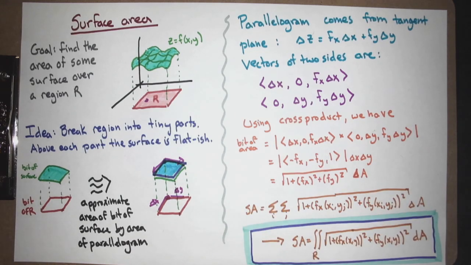So what's the surface area formula? You're adding up these little tiny pieces. As your pieces get smaller, the approximation gets better. So technically this is just an approximation, but the approximation becomes exact in the limit. So it's the integral over your region of the square root of 1 plus f sub x quantity squared plus f sub y quantity squared dA.